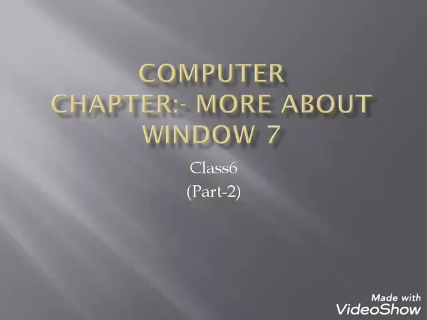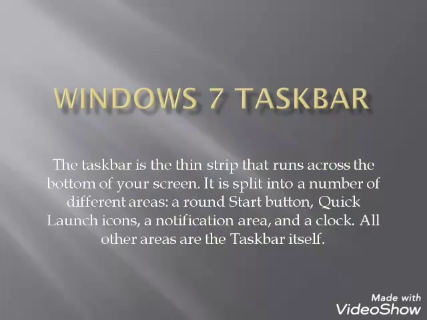Good morning, class 6. Today's subject is computer and the chapter name is more about Windows 7. This is part 2: the Windows taskbar. The Windows taskbar is the thin line which you have generally seen at the bottom of your monitor. In this there are the start button, Internet Explorer, folders which you have opened and some shortcuts. This also includes the clock and the battery icon.